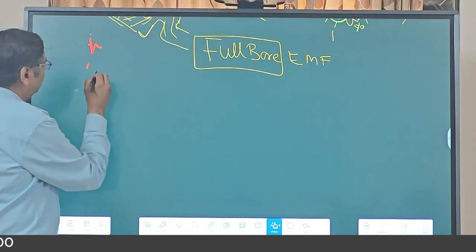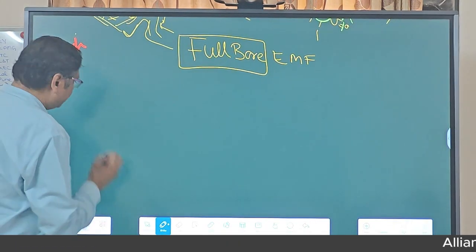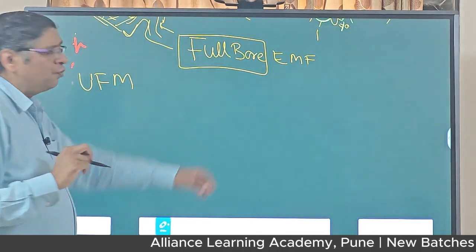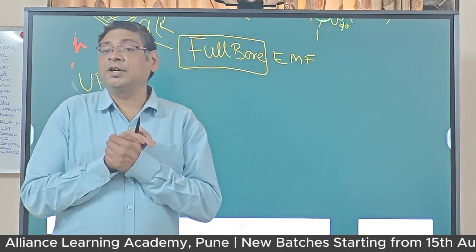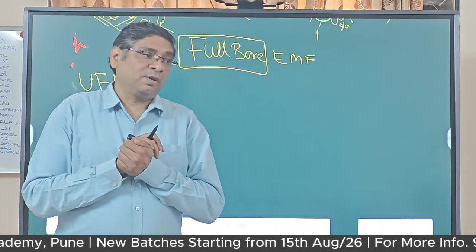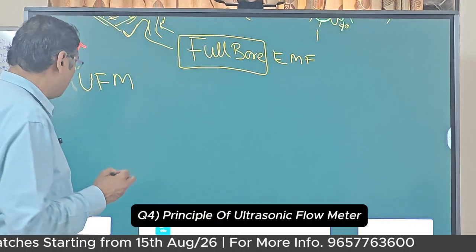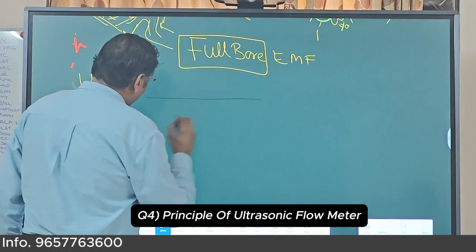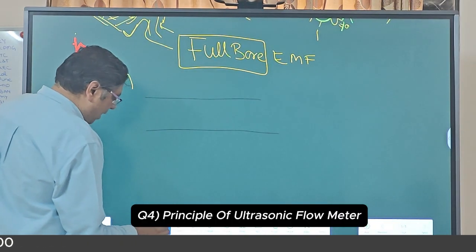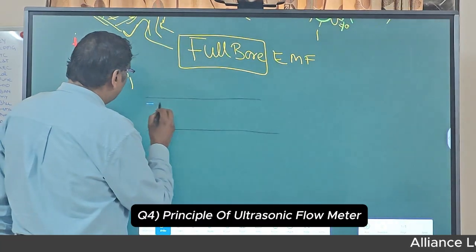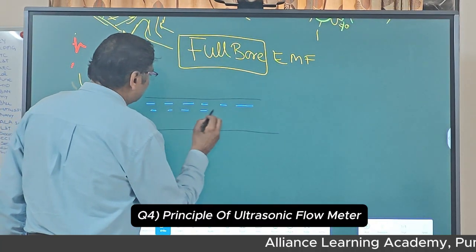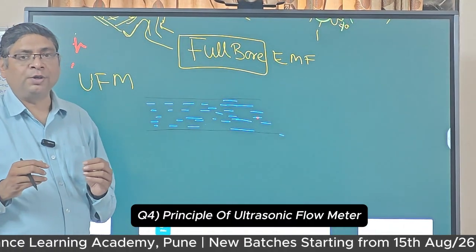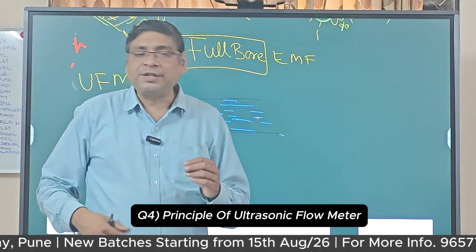Next flow meter, we can say ultrasonic. Ultrasonic flow meter, UFM. This ultrasonic flow meter again has a very interesting principle. You can understand it in this way. I have one pipeline, and in this pipeline there is a water flow. Water is flowing like this. You know, water flows in layers, which we saw that day.